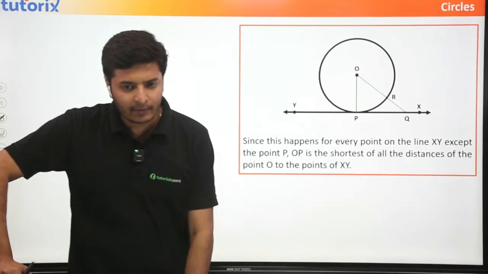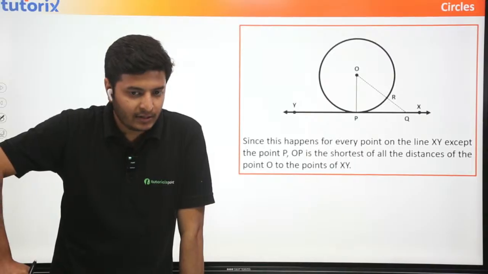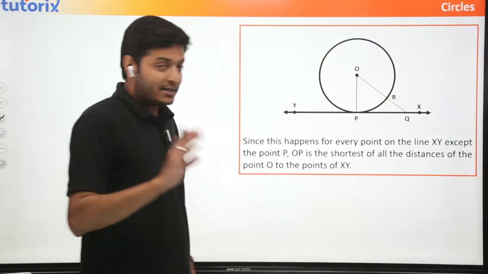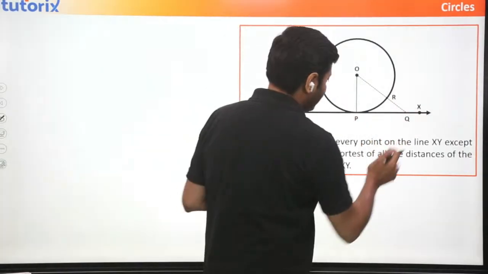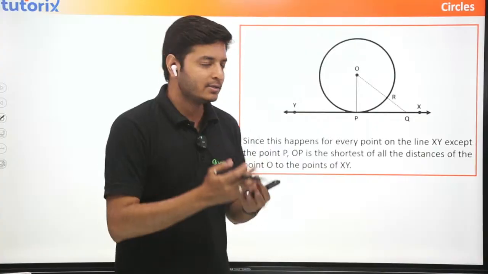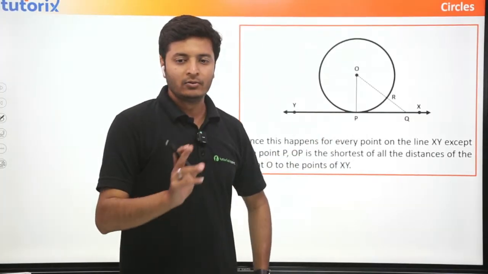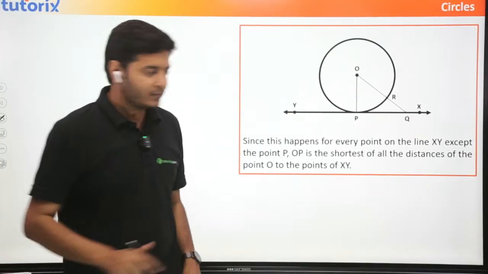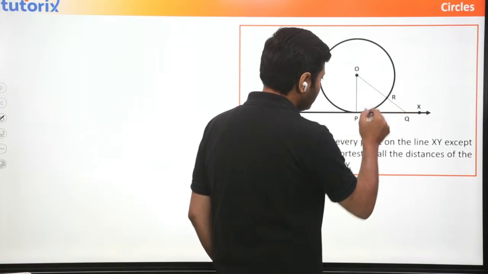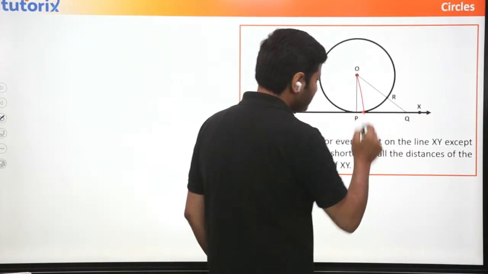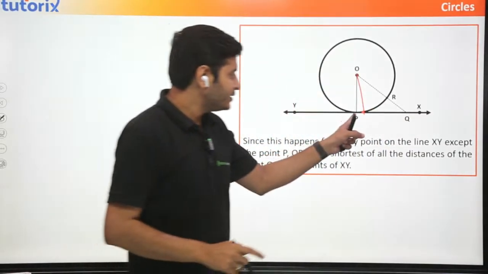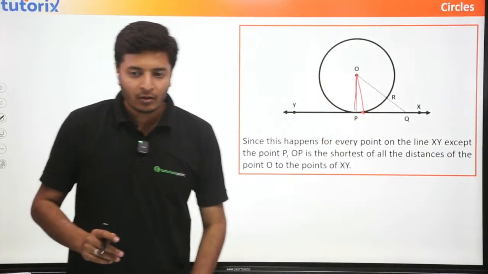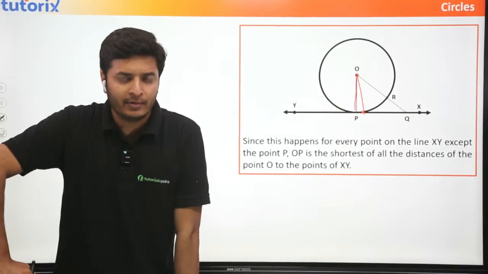Since this happens for every point on the line XY except the point P, P is the shortest of all the distances from the point O to the points of XY. As I told you, every point on this line will always be at a greater distance than P. P is the only point at the shortest distance from the center. Every other point, if we join it using a line segment, will lie outside the boundary of the circle, and P is at the boundary. So it means OP is the shortest distance. What do we know about the shortest distance between any point and a line?